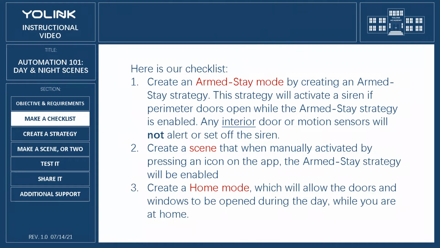Here is our checklist. Create an armed stay mode by creating an armed stay strategy. This strategy will activate a siren if perimeter doors open while the armed stay strategy is enabled. Any interior door or motion sensors will not alert or set off the siren. Create a scene that when manually activated by pressing an icon on the app, the armed stay strategy will be enabled. Create a home mode, which will allow the doors and windows to be opened during the day, while you are at home.